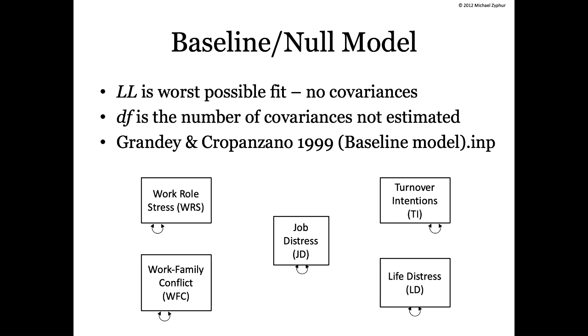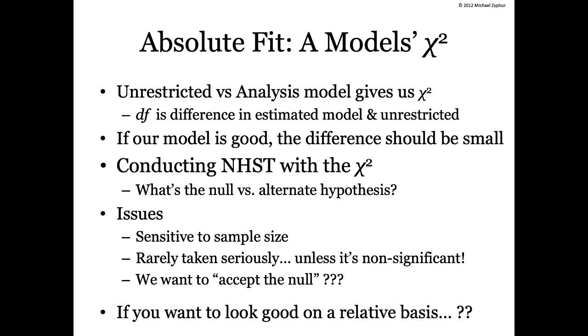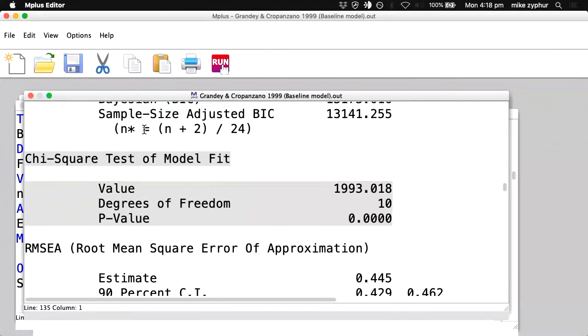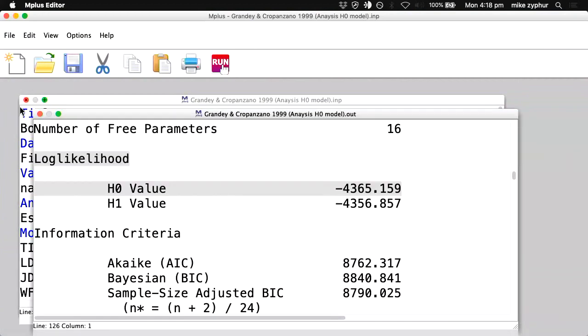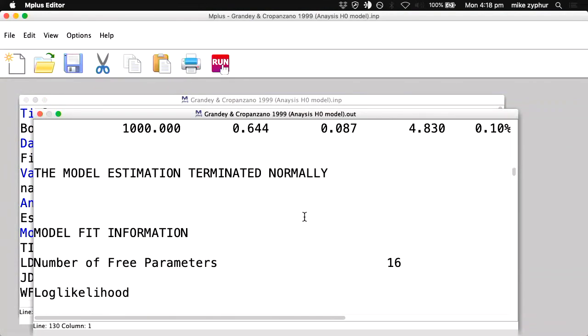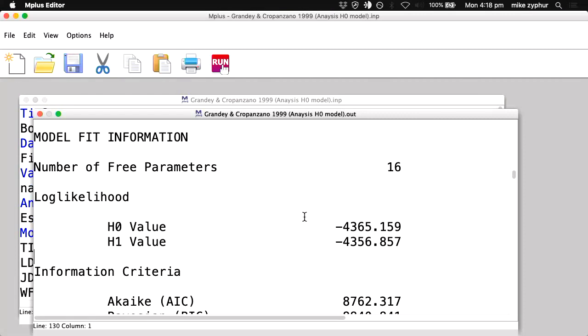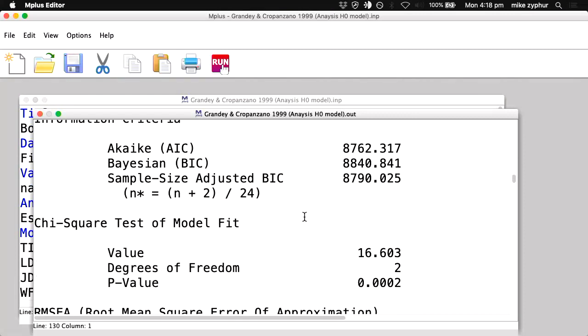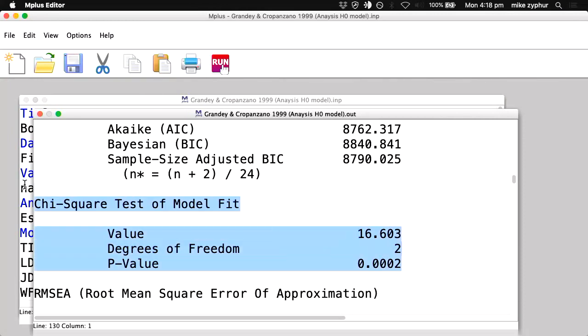So how is all this relevant? How do these models feed into fit statistics? We'll check it out. Let's look at the absolute fit index. And this is our model chi-square. So what is this? Well, let's find it in the output. It's not the log likelihood, but it is based on it. So let's go to the original analysis H0 model. When we scroll down and find model fit, we go past the log likelihoods, and we find the chi-square here.